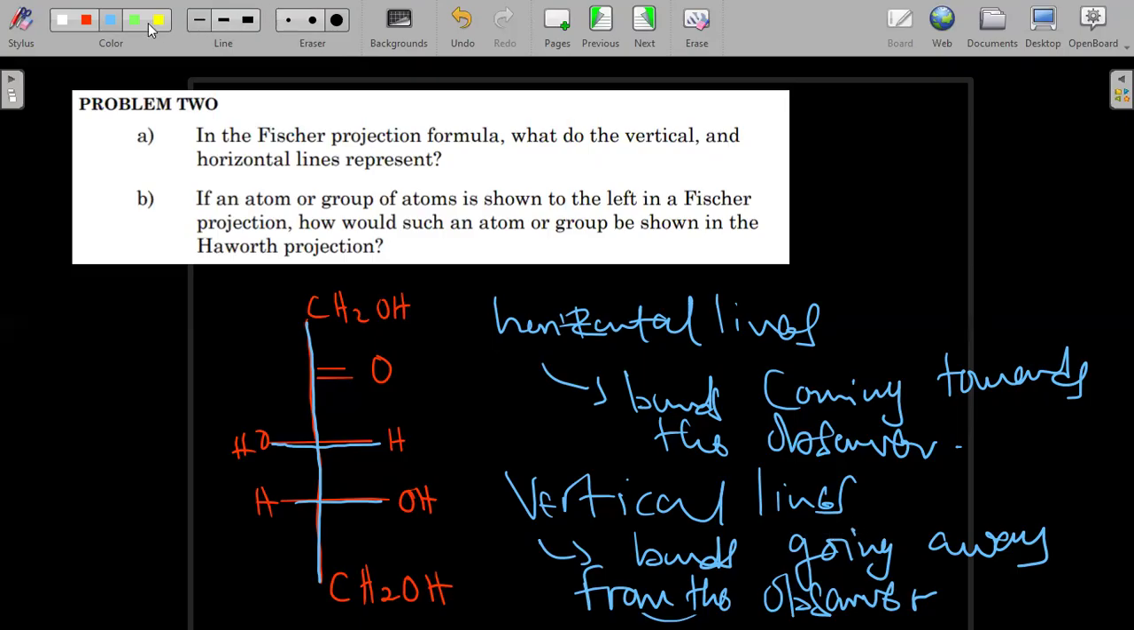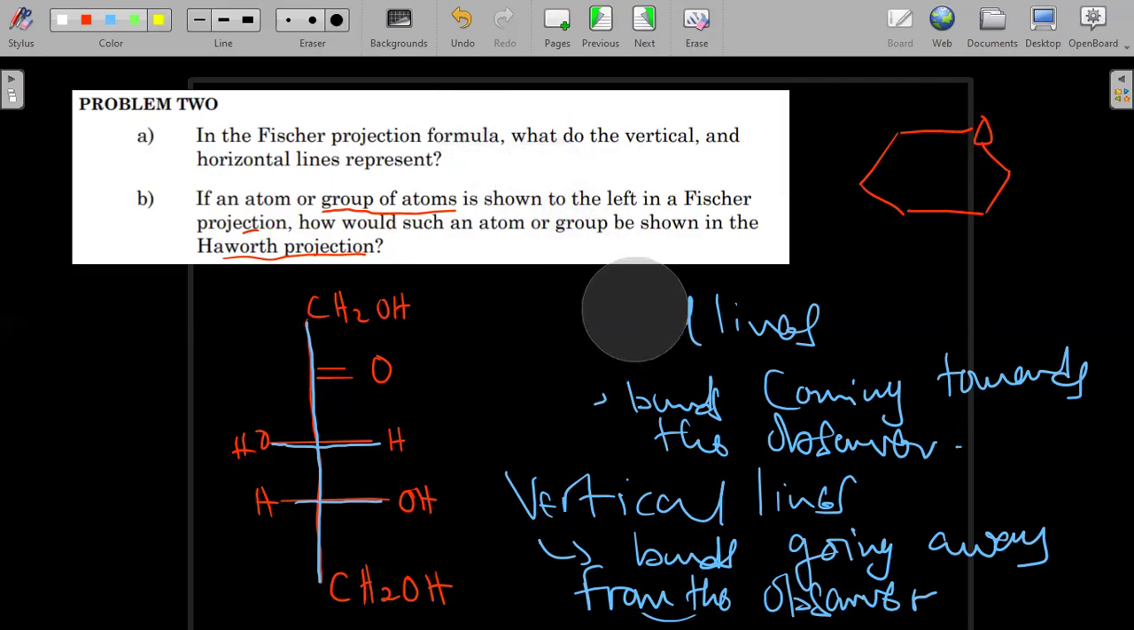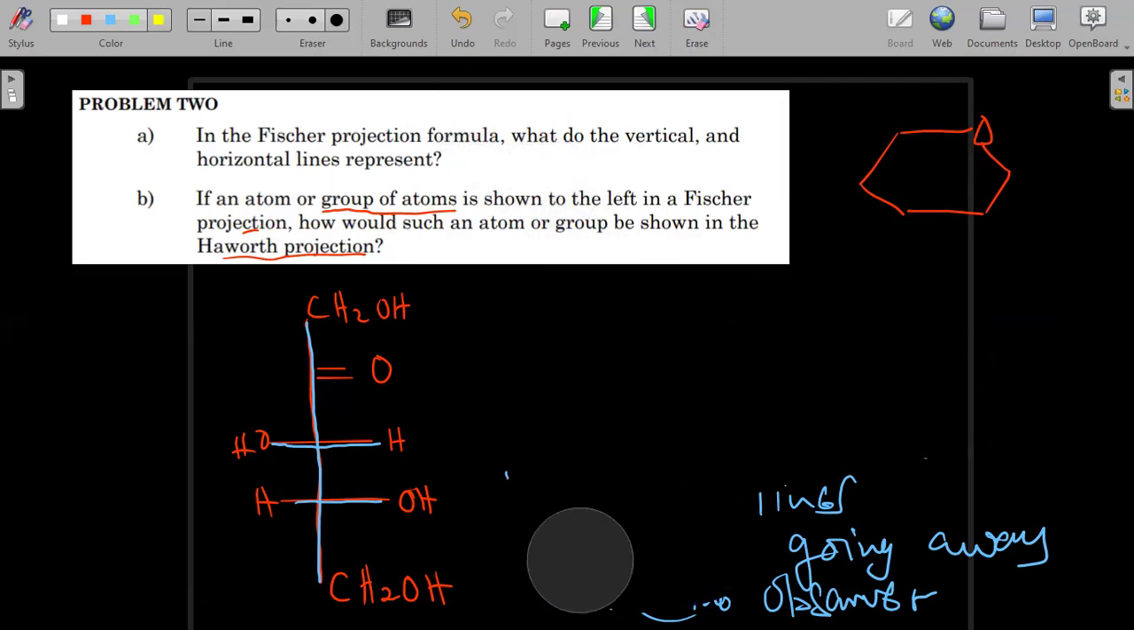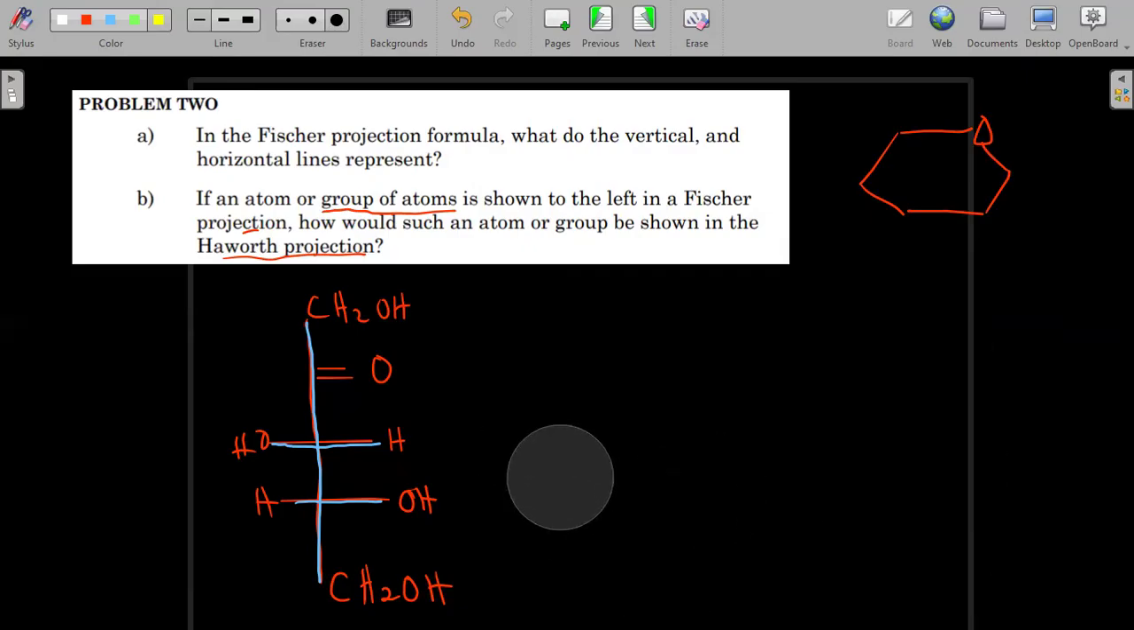And then B there, we have, if an atom or group of atoms is shown on the left in the Fischer projection, how would such an atom or group be shown in the Haworth projection? Okay, so the Haworth projection is just this form where you have a ring like that. So where the atom or the group of atoms is going to be shown depends on the form or the conformation of the molecule that you have.